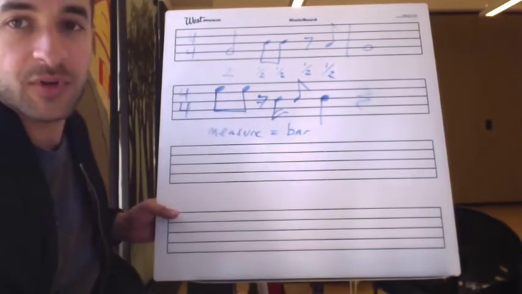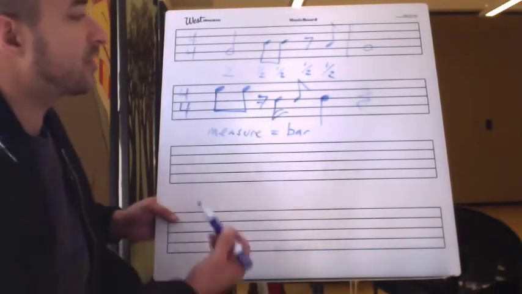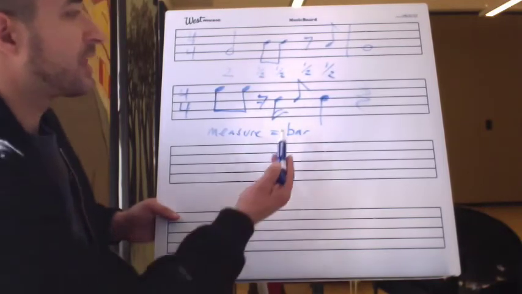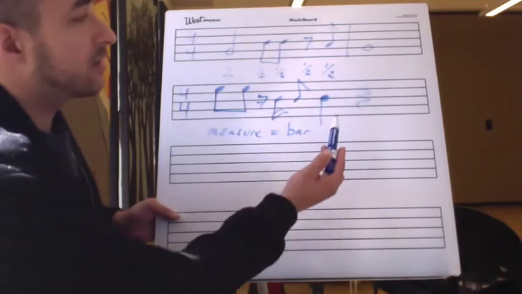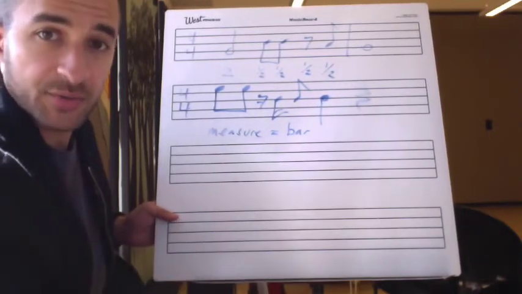The 2 8ths are each worth a half a beat. The 16th is worth a quarter of a beat. Again, the 8th is worth half a beat. The quarter is worth 1 beat. And the quarter rest is also worth 1 beat.